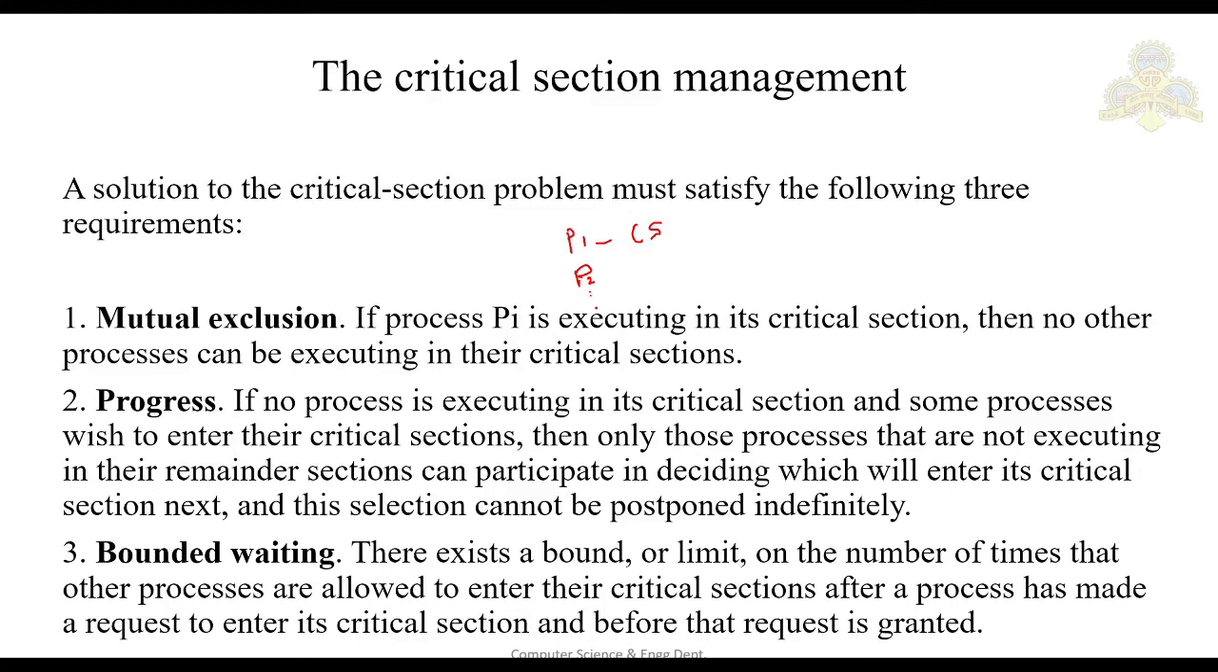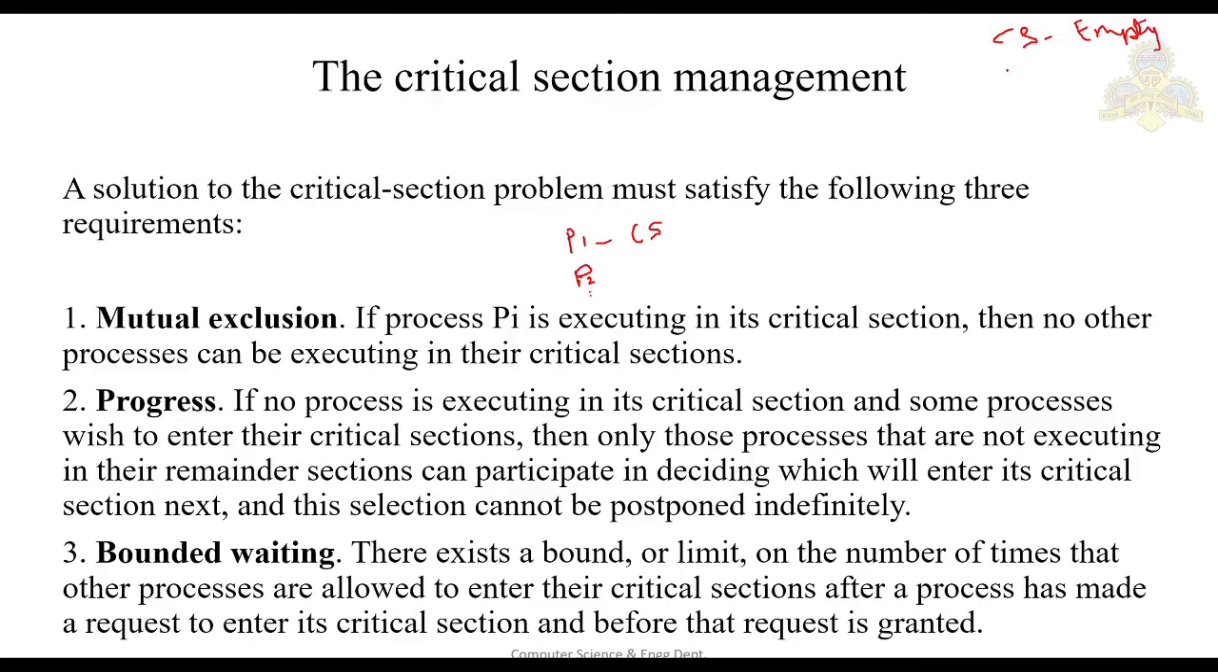The second one is progress. Suppose our critical section is empty. Empty in the sense that none of the processes are executing in the critical section. Say there are some processes like P0, P1, a set of processes we will consider, and they are wishing to enter the critical section. We have given a condition for this progress, I'll write here: your critical section is empty.